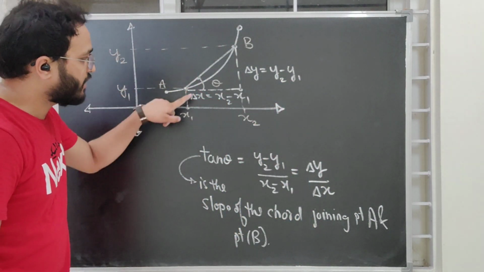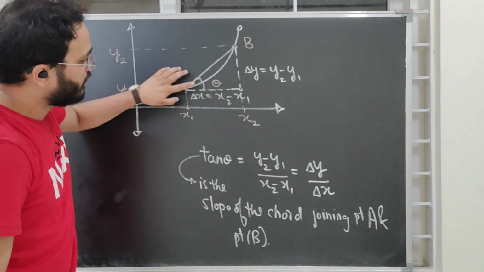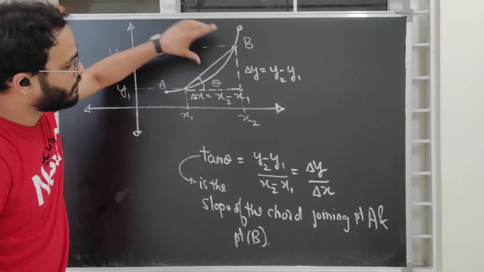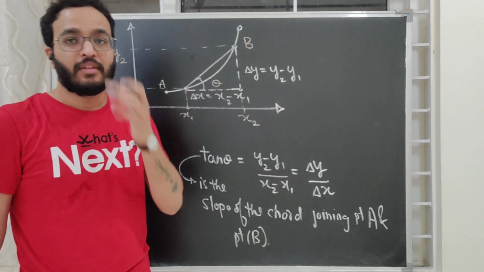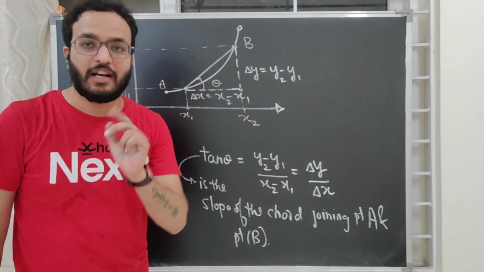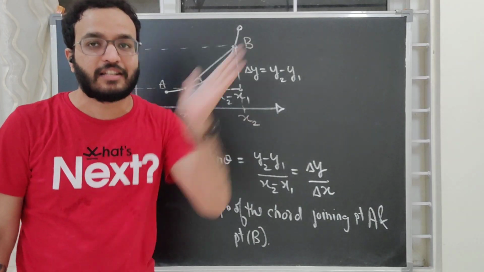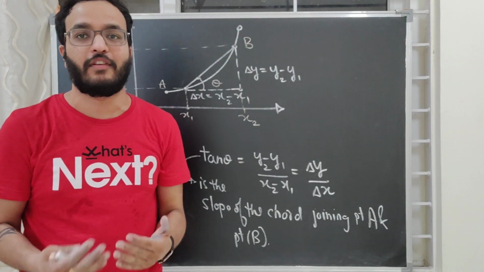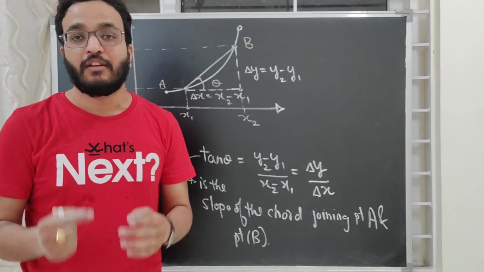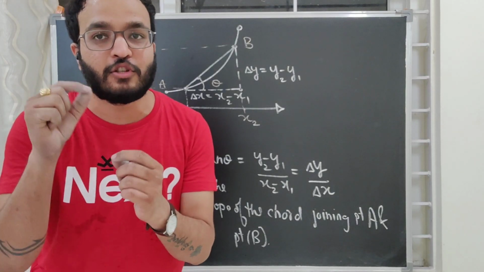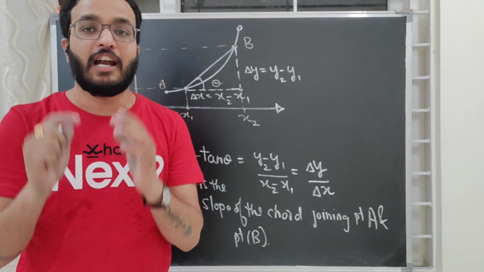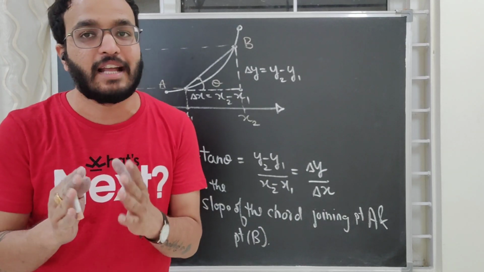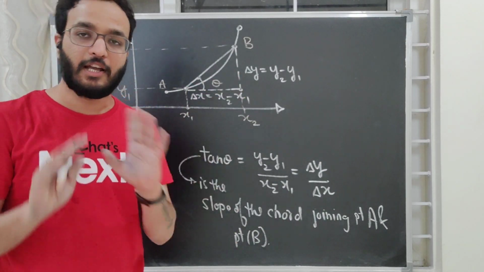But this tan theta in this triangle is giving you perpendicular upon base. It is actually the slope of this line. And what is this line? This is cutting the curve. Now, it is not the tangent to the curve. It cuts the curve, so it's a chord to the curve. What we want is the slope of the tangent drawn at point A, and we also want the slope of the tangent drawn at point B. I hope this is clear.